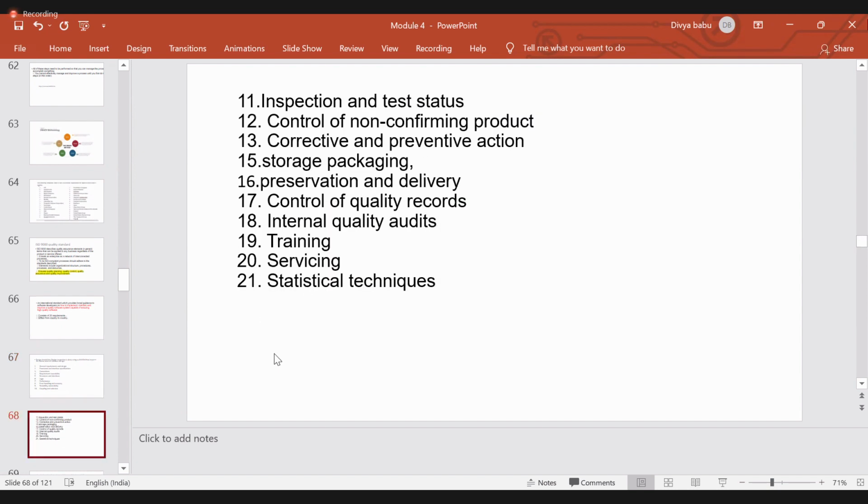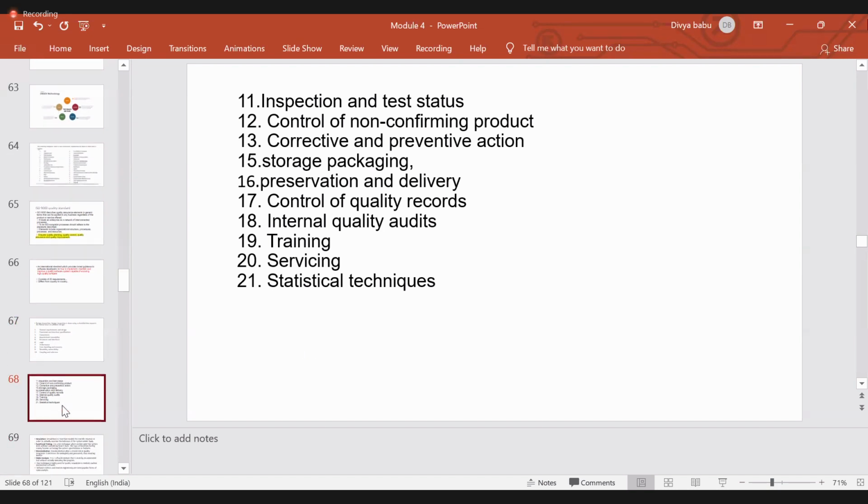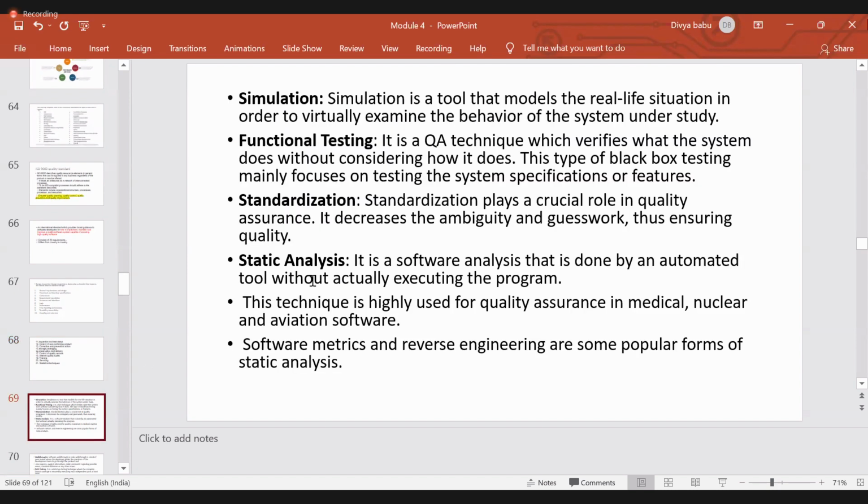Inspection means all of these come under that: training, servicing, statistical techniques, control of quality, storage, packaging, correction, prevention. All these things come under inspection, because we are checking these areas with your design. Actually, the checklist contains all. Why are we going for a checklist? We should not avoid a single area. That's why we are going for a checklist. First, we should prepare one checklist. Otherwise, we may miss some important areas.